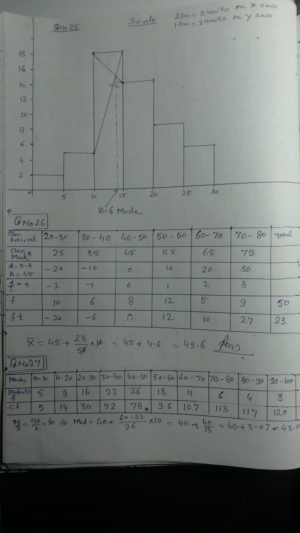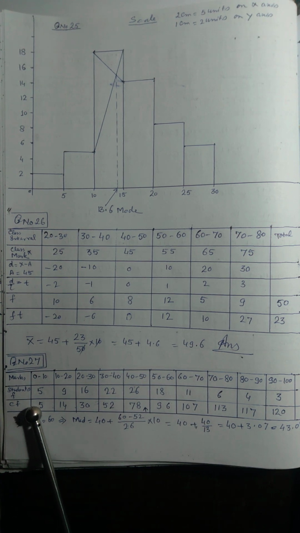Here the question says, use the suitable scale for ogive to estimate the following: the median, the number of the students who obtained more than 75% marks in the test, the number of the students who did not pass the test if the minimum marks required to pass is 40.